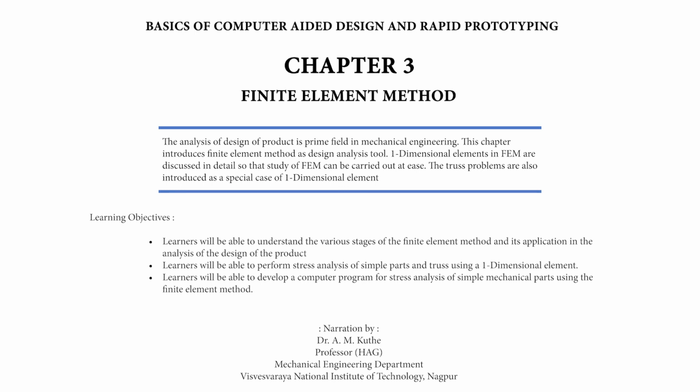It is clear from the above expression that N1 plus N2 plus N3 equals 1. Therefore, N3 equals 1 minus N1 minus N2. It means if any 2 shape functions are known, the third can be found out. The shape functions for the nodal points are indicated in figure 3.20.